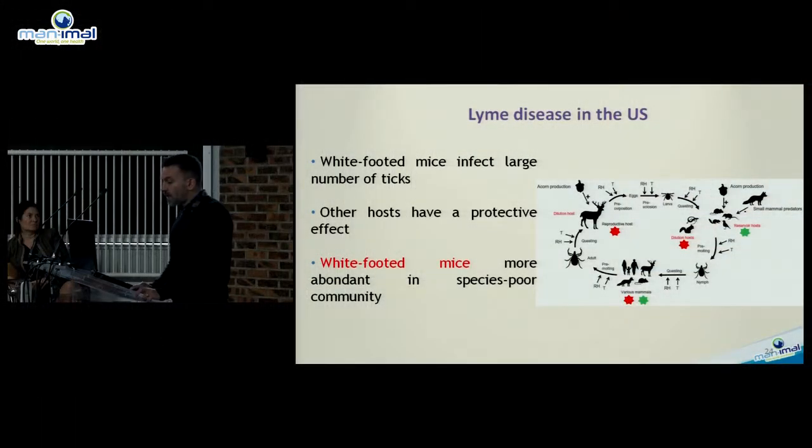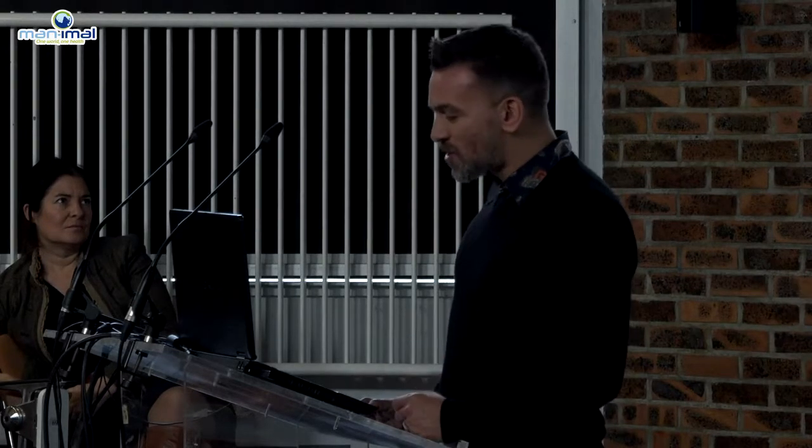Lyme disease also has the same pattern where you have different hosts that can carry the tick that is trying to feed on animals. The white-footed mice infect a large number of ticks, while other hosts have a protective effect. They can feed the ticks, but they are not efficient in terms of disease transmission. Therefore, you see that the biodiversity will have a buffer effect in terms of disease transmission.